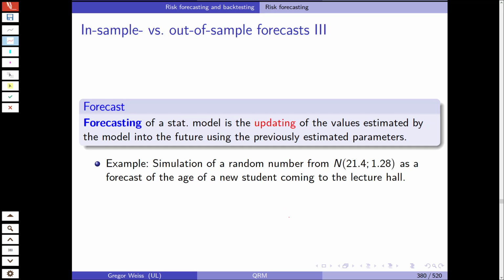Very simple. Now forecasting, as I've shown you, is the updating of the values estimated by the model into the future using the previously estimated parameters, and you simply write it forth into the future. So you simulate a number of random numbers from this normal distribution as a forecast of the age of a new student coming to the lecture hall. A maybe a little bit weird example, but that's the idea. You have your model and you use the estimated model to make a forecast, and then you check it. You check your out-of-sample fit by comparing your model forecast with actual observations in the future.